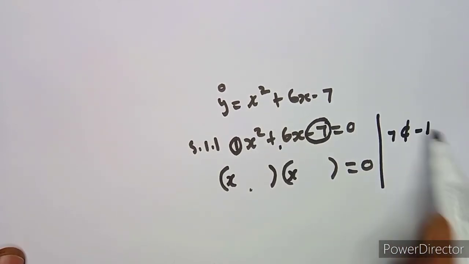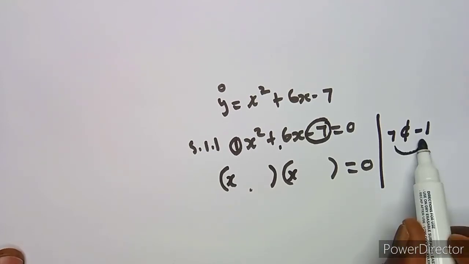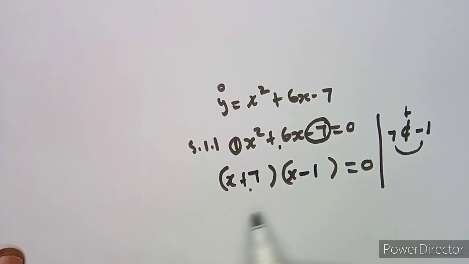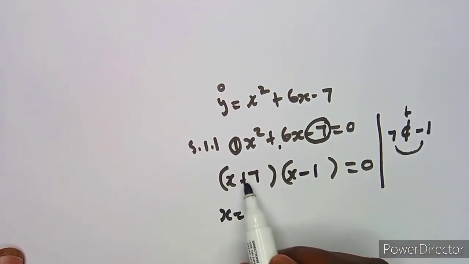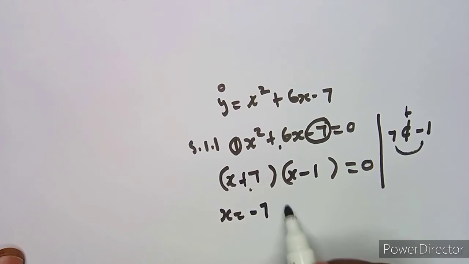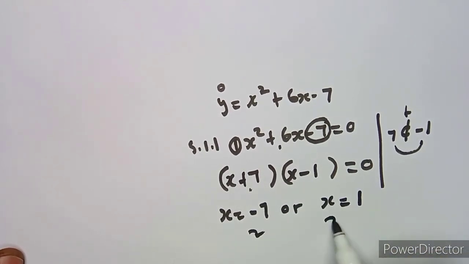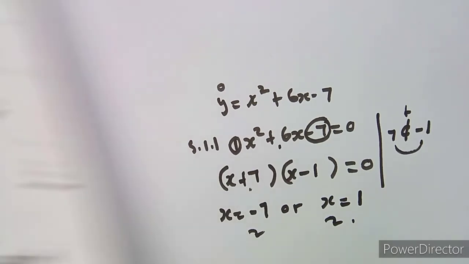7 and minus 1. If we multiply, that's minus 7. If we add, that's 6. So it's plus 7 minus 1. So our x is going to be plus 7 to the other side is minus 7, or minus 1 to the other side, which is a plus 1. So x is equal to minus 7 or plus 1. Okay, that's what we had.